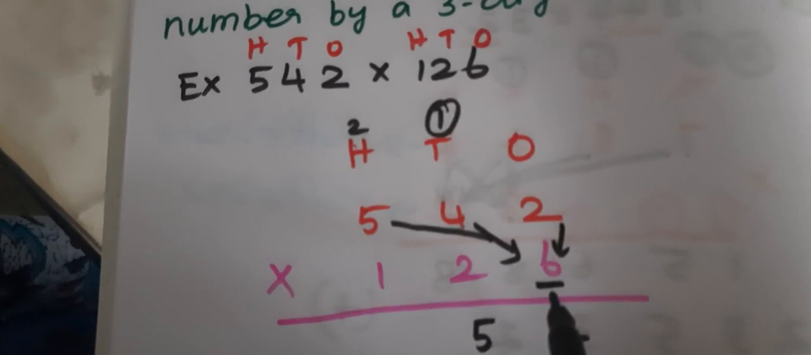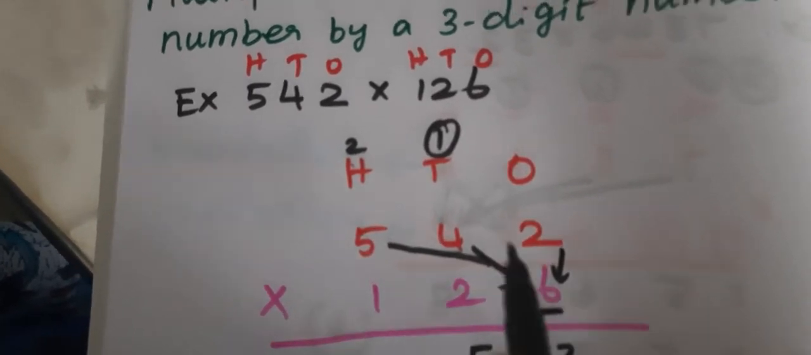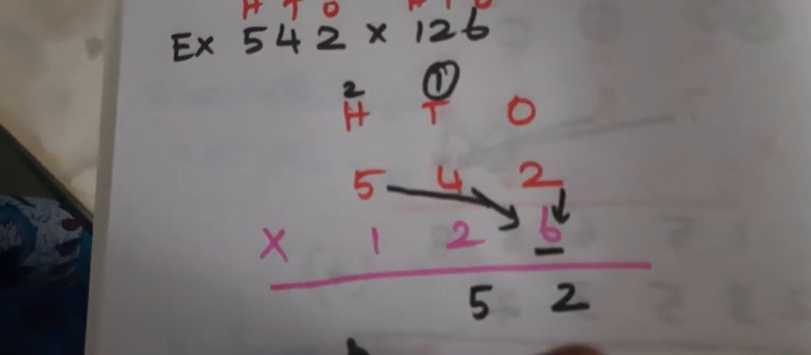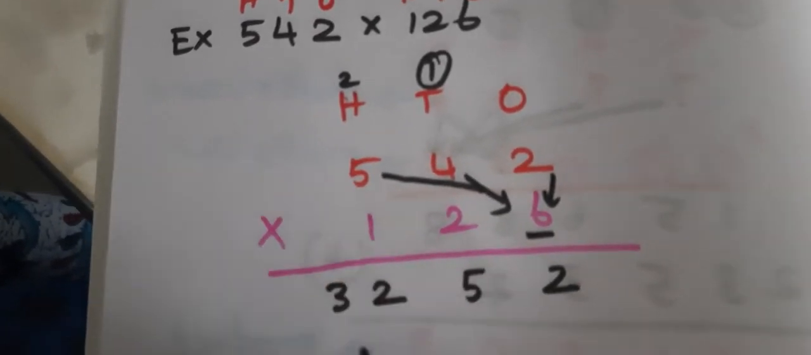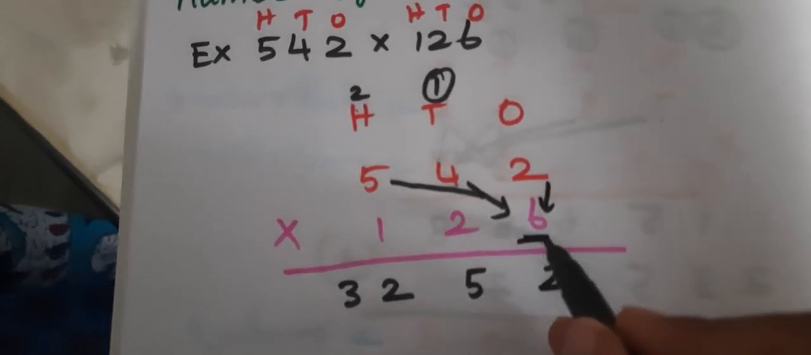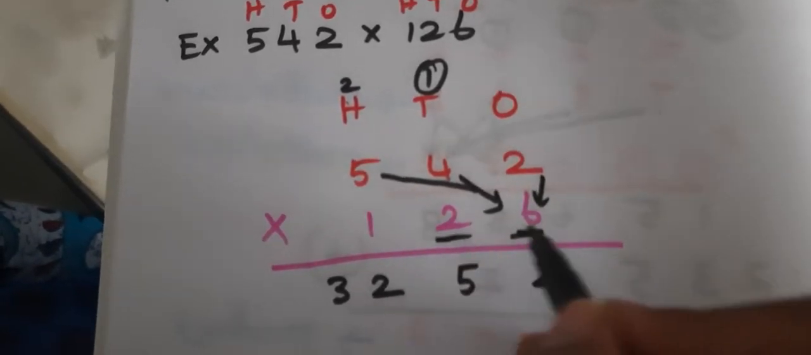5 into 6, 5 into 6 is 30. 30 plus 2 is 32. Directly you can write it, because after the 5 there is no number. Okay, now we have to complete this one. Next we move to the next one.